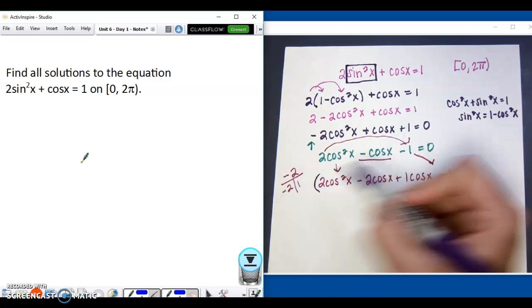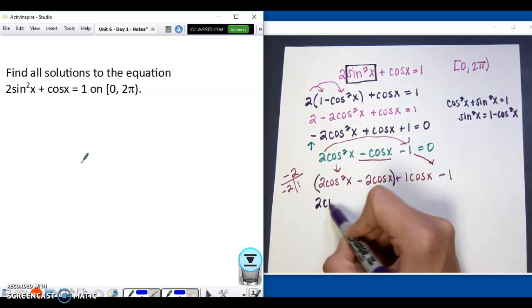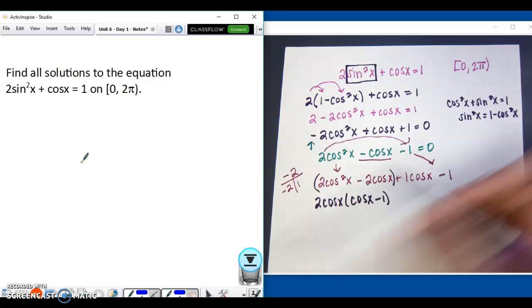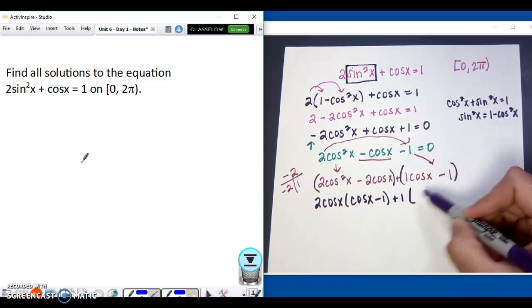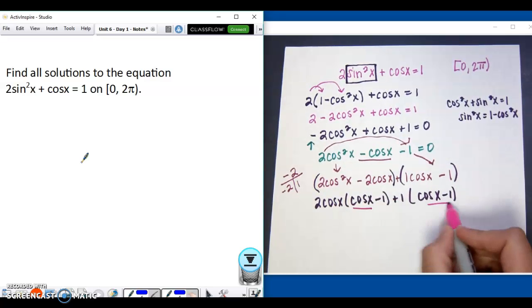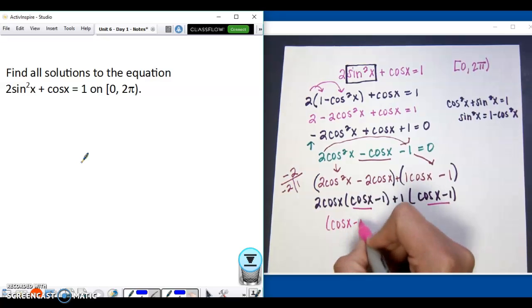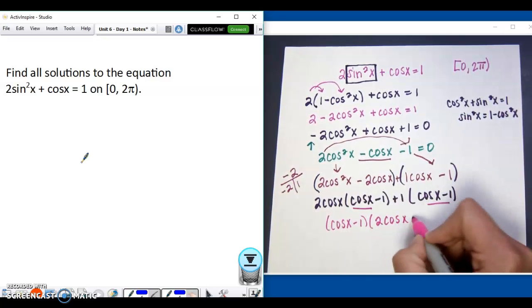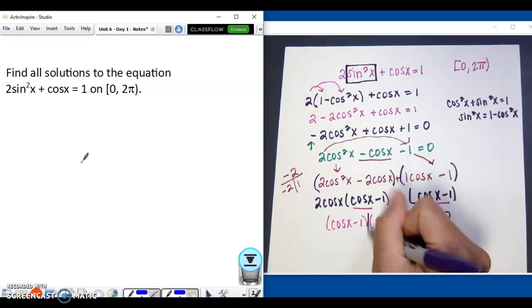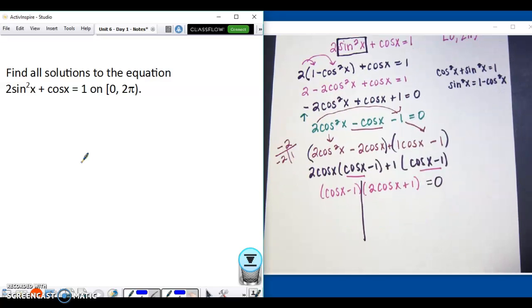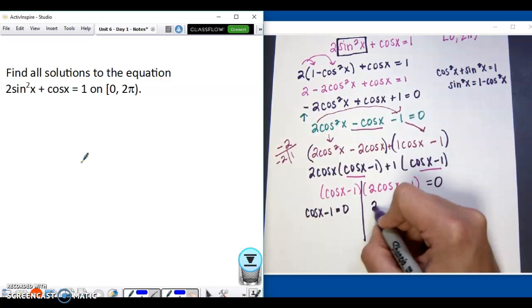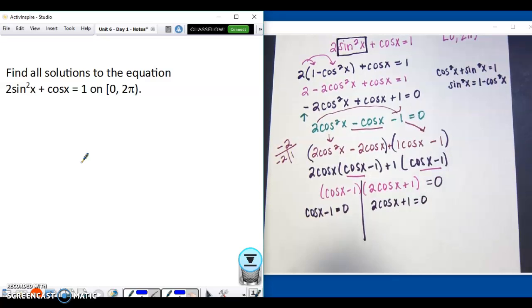And then we're going to do grouping. So the GCF is 2 cosine x. That'll leave us with cosine x minus 1. The GCF here is just 1. That'll leave us with cosine x minus 1. My insides match, so we'll have cosine x minus 1, and the outside is 2 cosine x plus 1. Okay, that is equal to 0, so we can split it up into two different problems. So we have cosine x minus 1 equals 0, and we have 2 cosine x plus 1 equals 0.